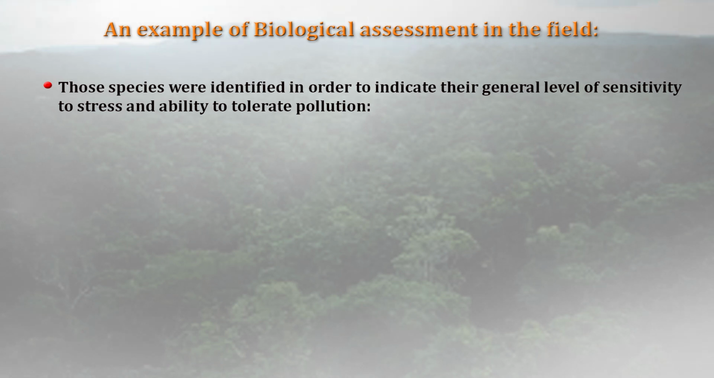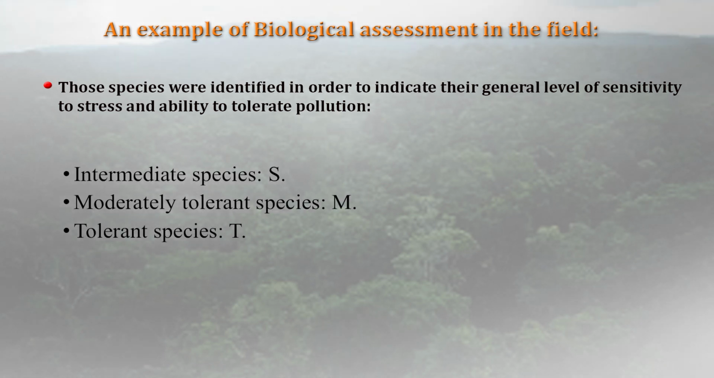For example, sensitive species we can denote as S, moderately tolerant species are denoted by M, and the tolerant species can be denoted by T. So, that is the biotic assessment.